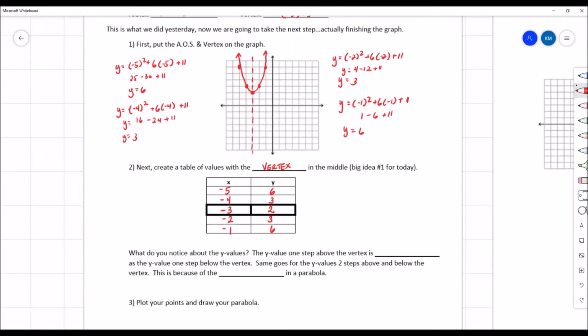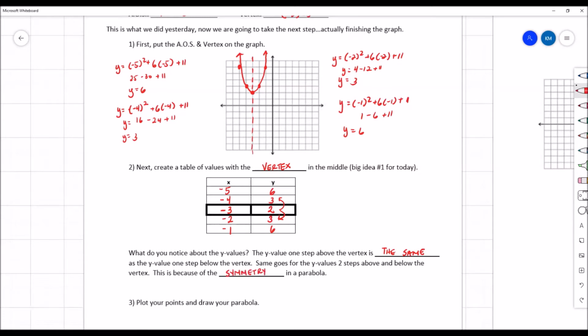All right, so what do you notice about the y values? The y value one step above the vertex is 3, or is the same, I guess is what I wanted to say, as the y value one step below the vertex. Because one step above is 3, one step below is 3. Okay, they're the same. Same goes for the y values 2 steps above and below the vertex. This is because of the symmetry in a parabola.